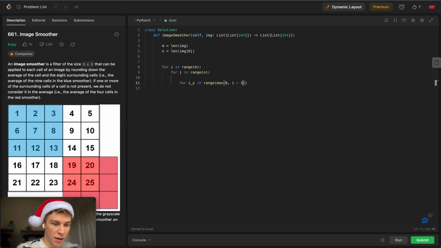And what this is saying is in the case that i minus 1 happens to be smaller than 0, I'm going to be cutting that off with this max choosing between 0 and anything greater. So if the number is less than 0, it's obviously going to pick 0. Same goes with the min, i plus 2.